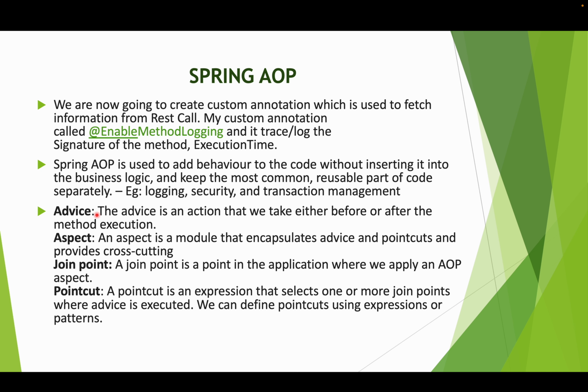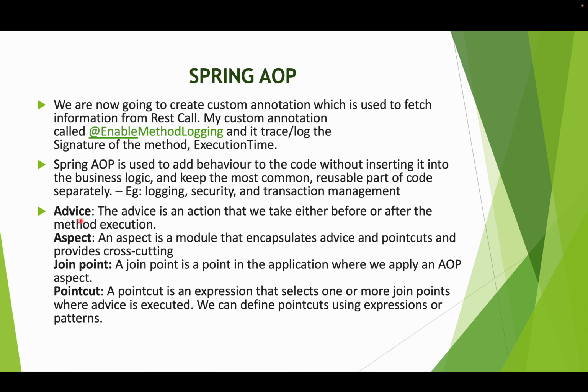Advice is nothing but the action that we need to perform before and after the method execution. So I'm going to write an annotation called @EnableMethodLogging, and I want to do something, for example logging, before and after the method execution. That logging is the advice, for example. So what is the aspect? Aspect is a module, in our case that will be the class, that has all the information that encapsulates this advice and pointcuts, and provides cross cutting.